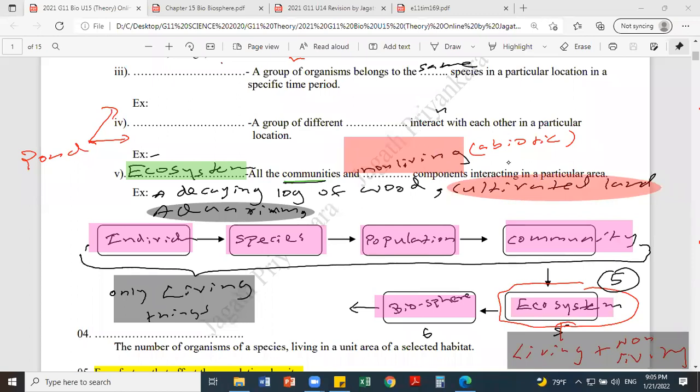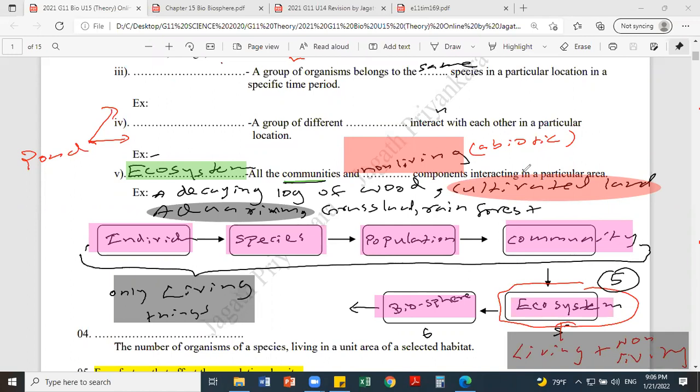But you can take natural ones also, say grassland or rainforest. A rainforest is also an ecosystem. A grassland is an ecosystem. Please highlight here, decaying log of wood. Even a big tree is also considered an ecosystem.